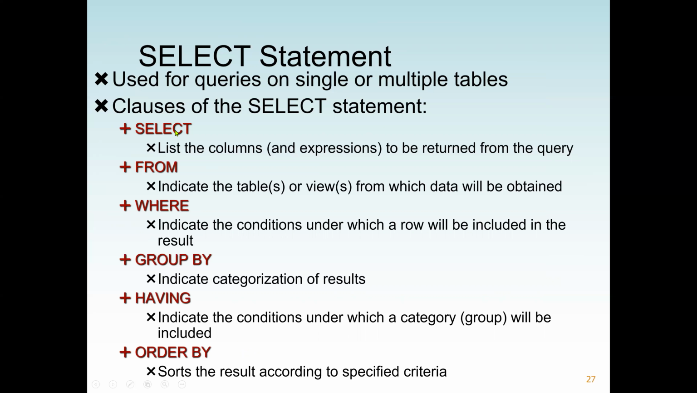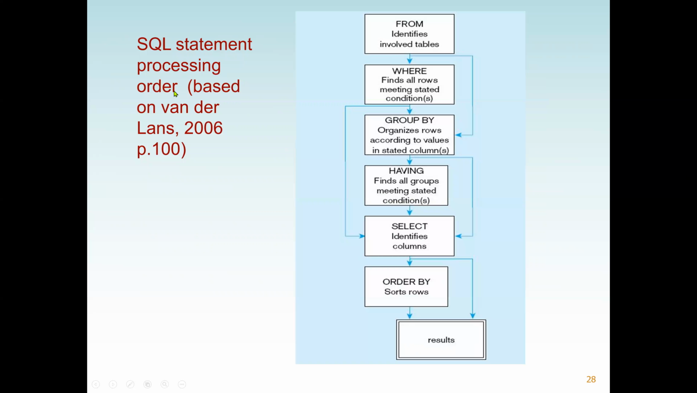Select means to select an item from, where we are selecting the item from. Then we can categorize the result. So we group by, and we can use having to indicate the condition at which the category group will be included. So this is a SQL statement. Select from identifies involved tables, where, group by, having, and then select, then group by again.